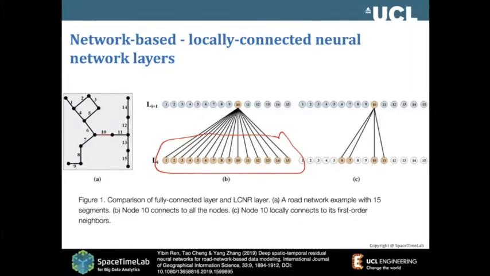That means every node is connecting to everything. However, we think actually node 10 is only associated with these few nodes. So this is the first order adjacency. So we want to capture the spatial relationship in the neural network in this way. So what do we do?